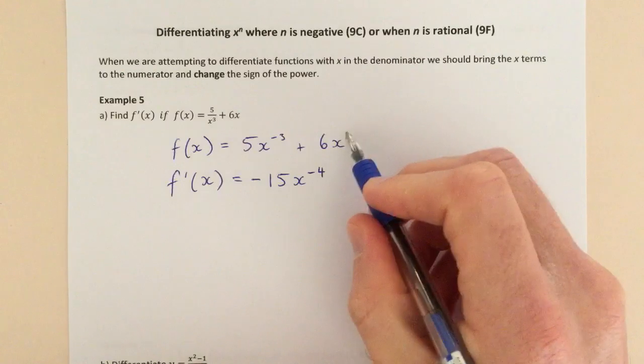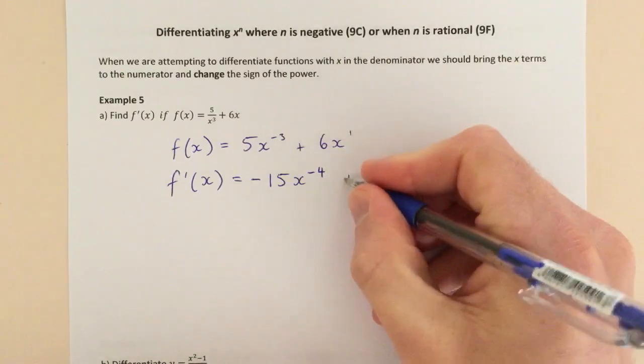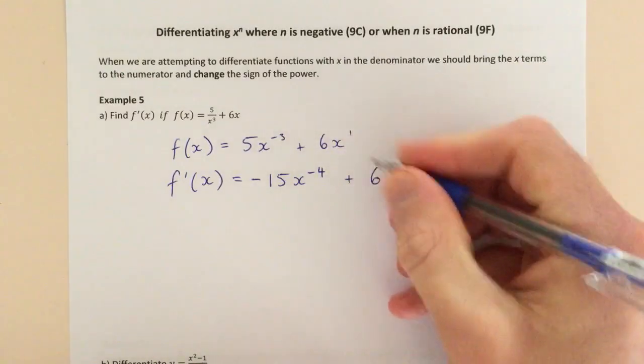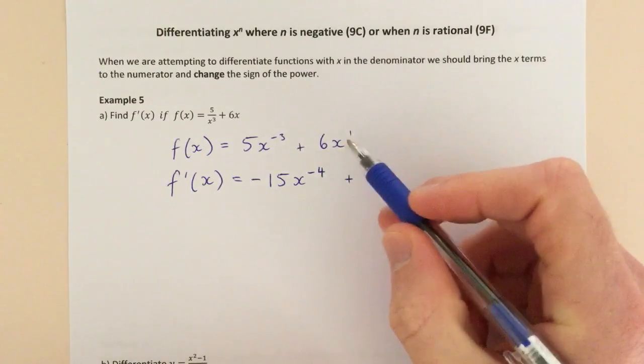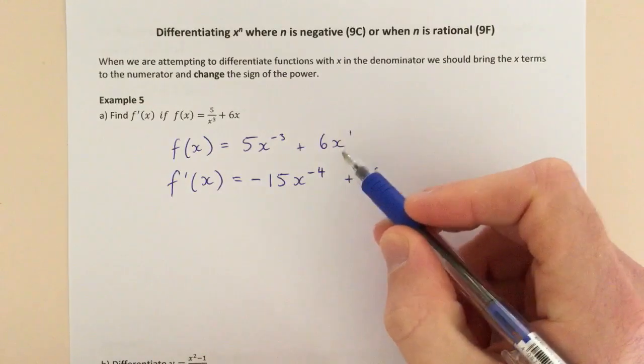6x is really 6x to the power of 1. So when we differentiate that and drop 1 from the power, it just becomes the constant 6, because taking 1 away from that power would make it x to the power of 0, which is just 1.